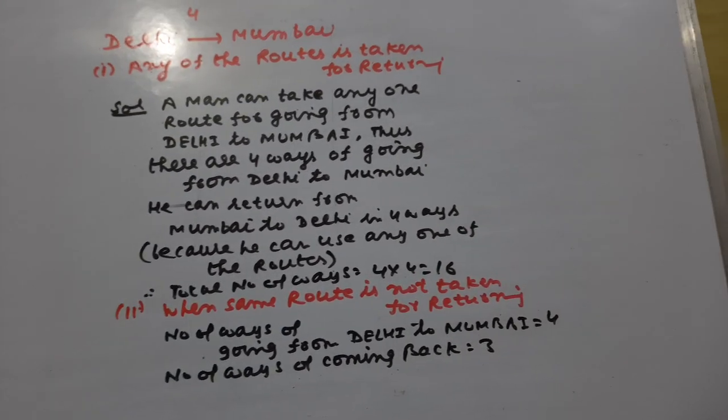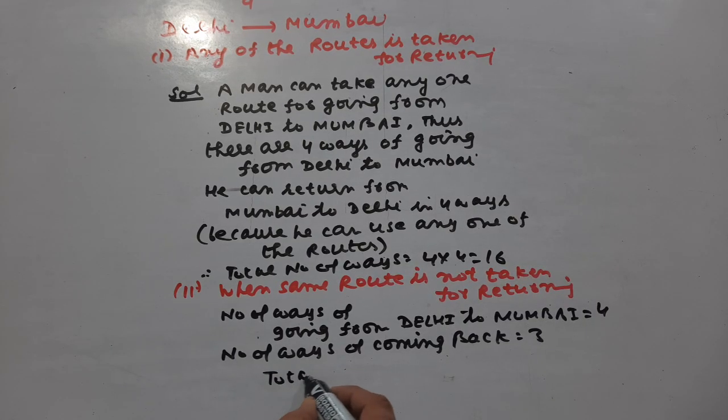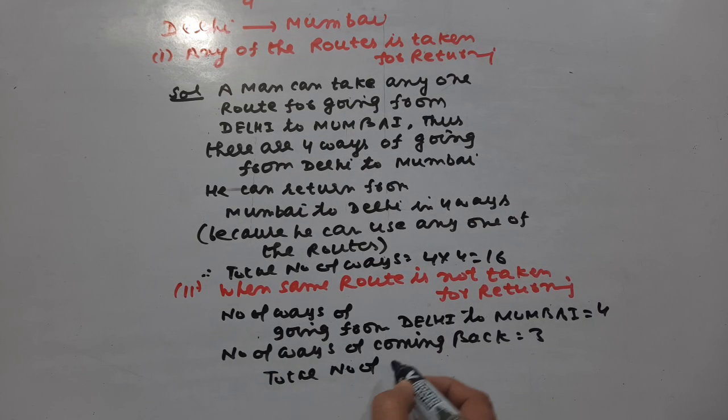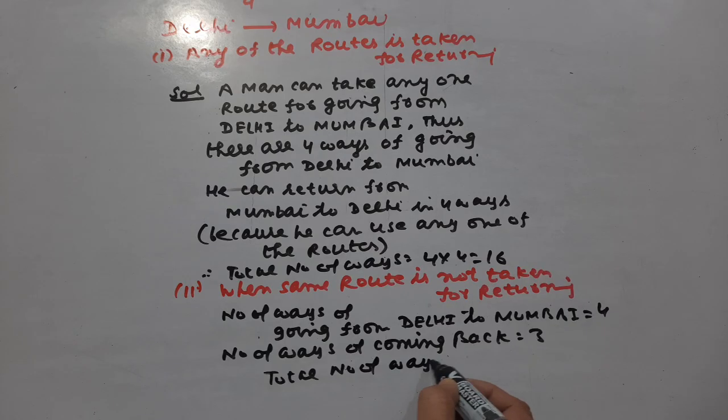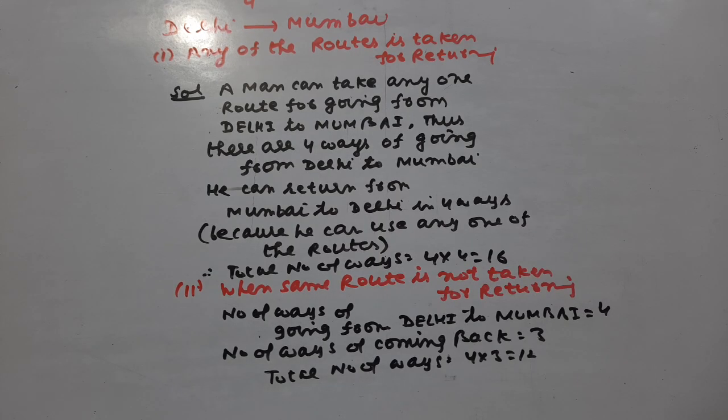Right, students? So total number of ways now will be 4 into 3, 12. So पहले केस में हमारे बने थे 16 और अब इस केस में हमारे कितने बनेंगे? 12 केसेस बनेंगे. Students, I hope this is clear to you.